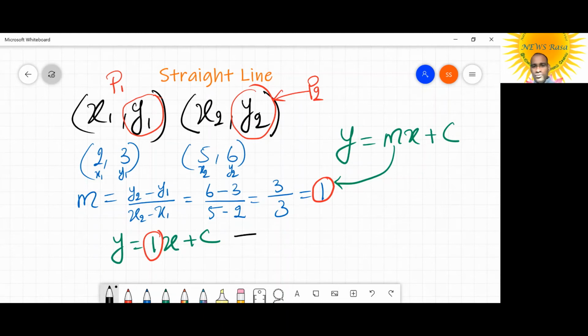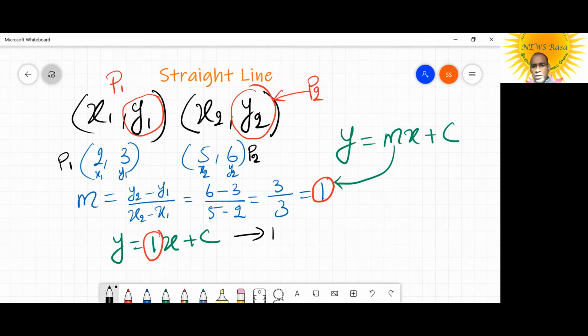Here I'm going to select one of the points, either P1 or P2. We can call this one P1 and this one P2. Whichever point, it doesn't matter. I can just substitute any of those points into this equation and we will get the final equation of a straight line, using the proper method.